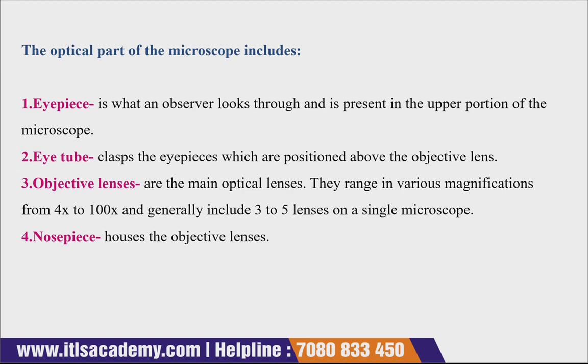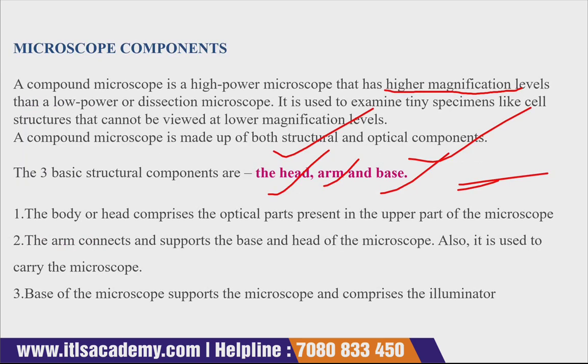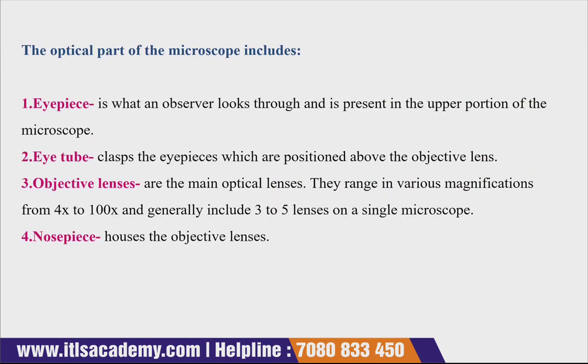So this is about the eyepiece, where the observer generally looks, meaning from where you see the object. Then the eye tube is where you position your objective lens, and the objective lenses range from 4x to 100x. So there are different magnifications used in the objective lens, from 4x to 100x, right?